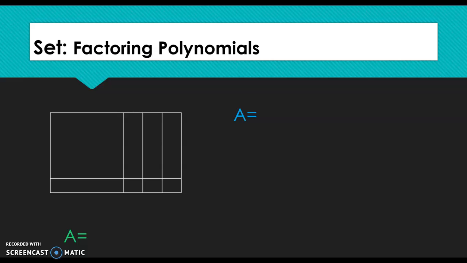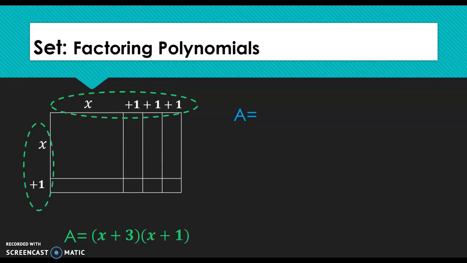In the task today, we were asked to develop the use of an area diagram to support factoring polynomials where a equals 1. We know that this box is represented by side lengths x times x. Our top rectangle is represented by x plus 3, and our side of the rectangle is represented by x plus 1. This is the length times the width of the rectangle.